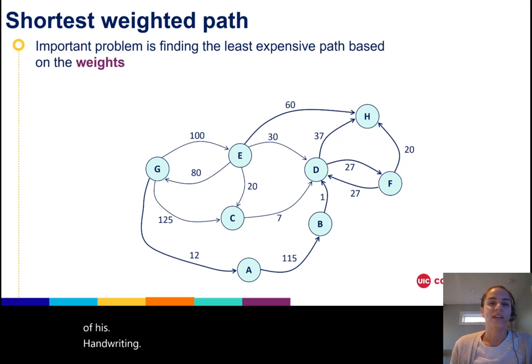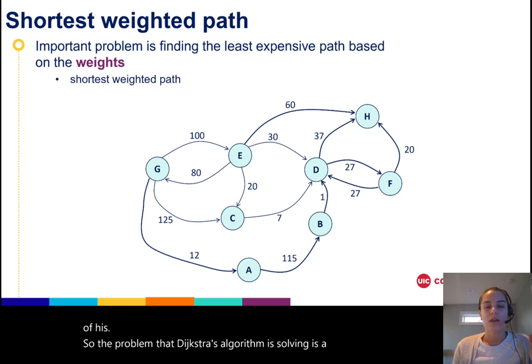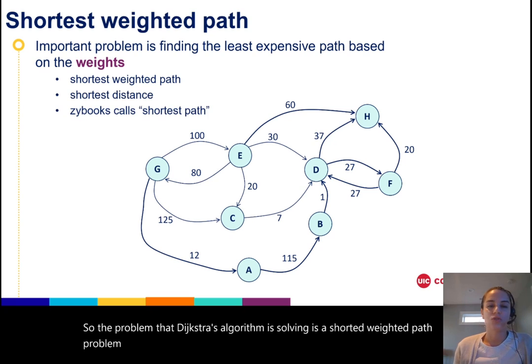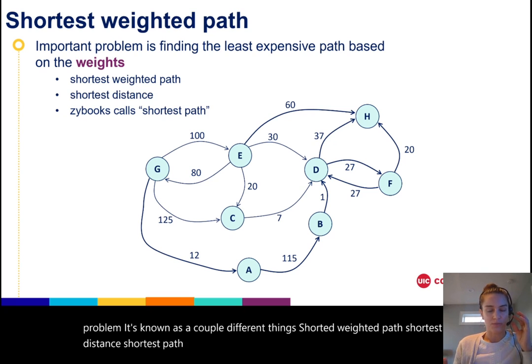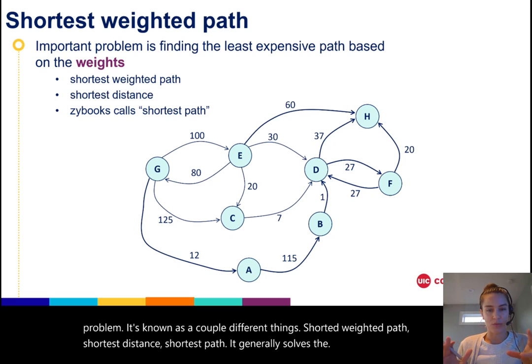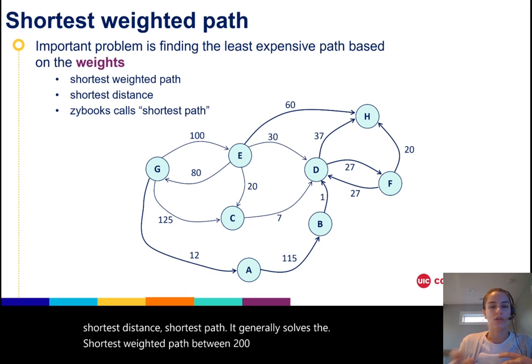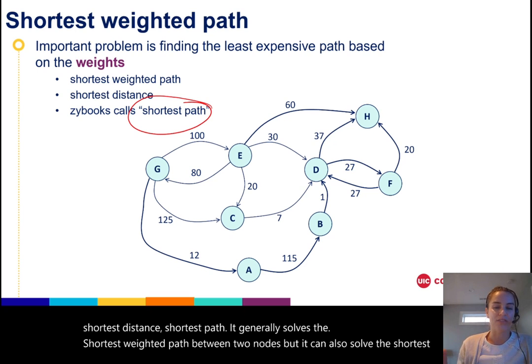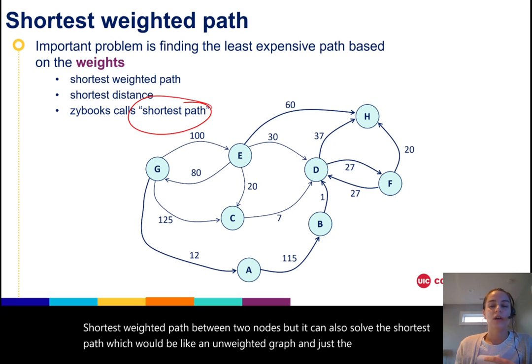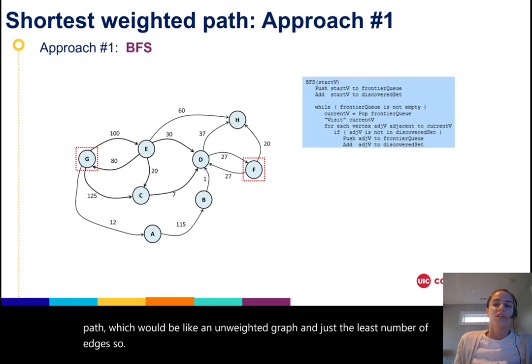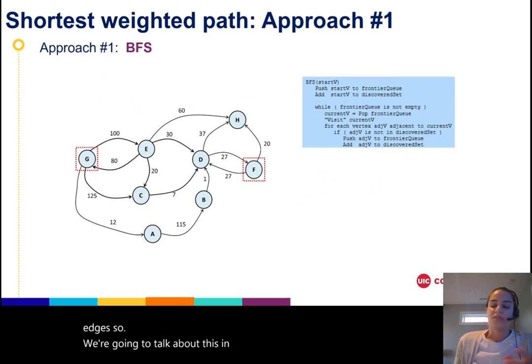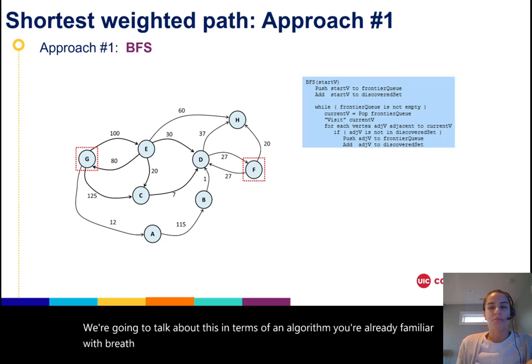So the problem that Dijkstra's algorithm is solving is a shortest weighted path problem. It's known as a couple different things: shortest weighted path, shortest distance, shortest path. It generally solves the shortest weighted path between 2 nodes, but it can also solve the shortest path, which would be like an unweighted graph and just the least number of edges. So we're going to talk about this in terms of an algorithm you're already familiar with, breadth first search, and motivate it with that algorithm.